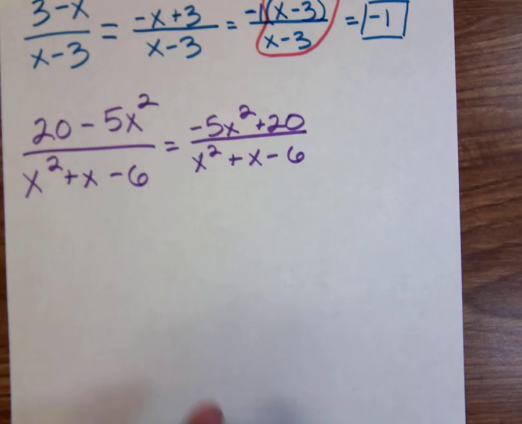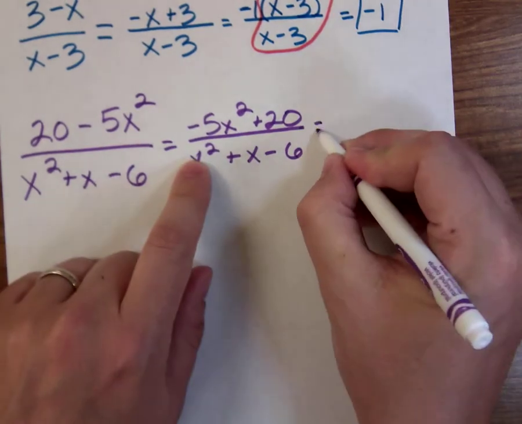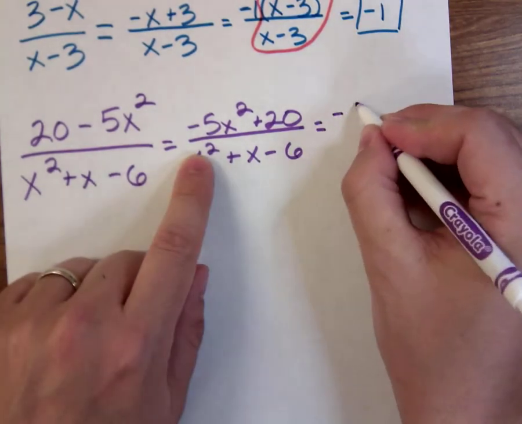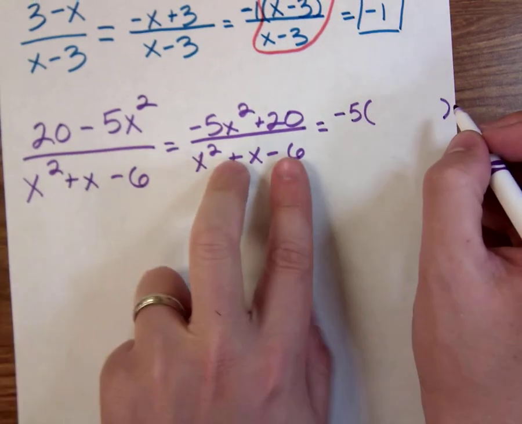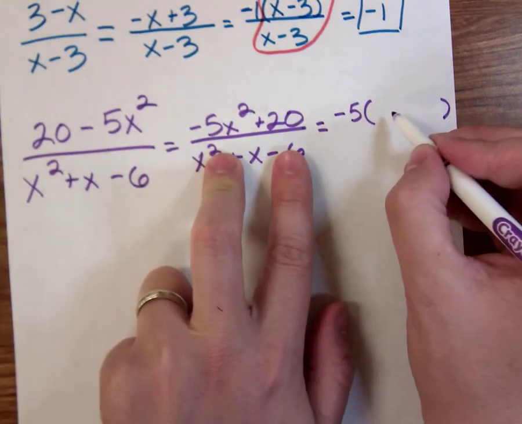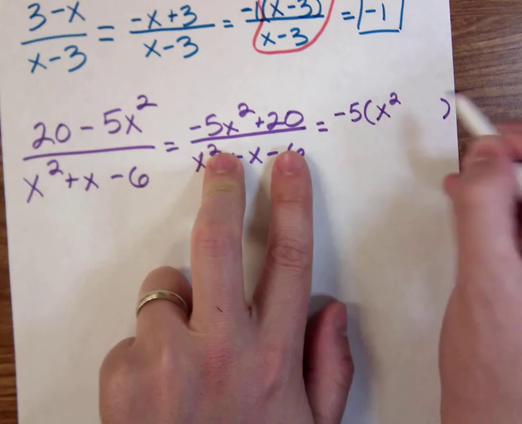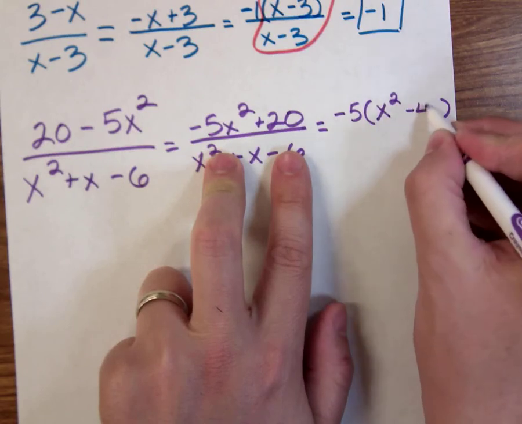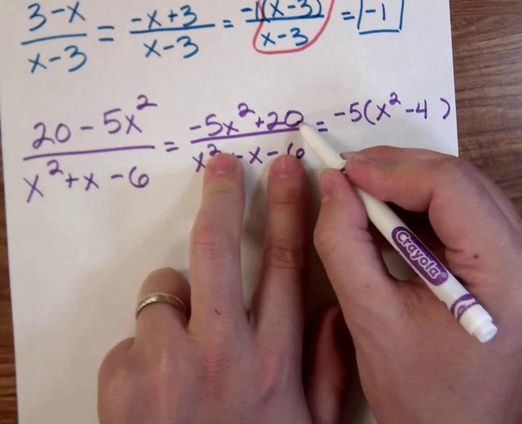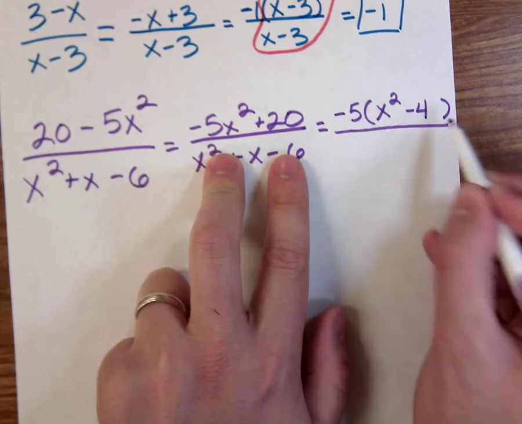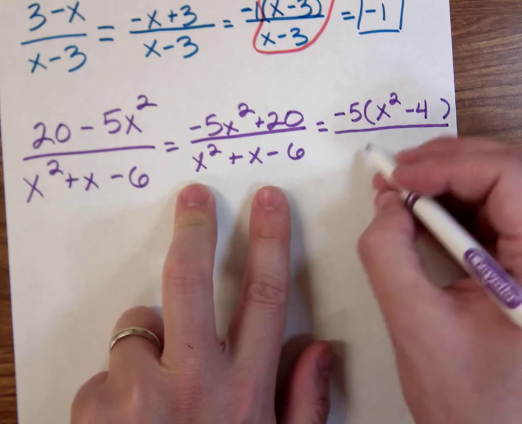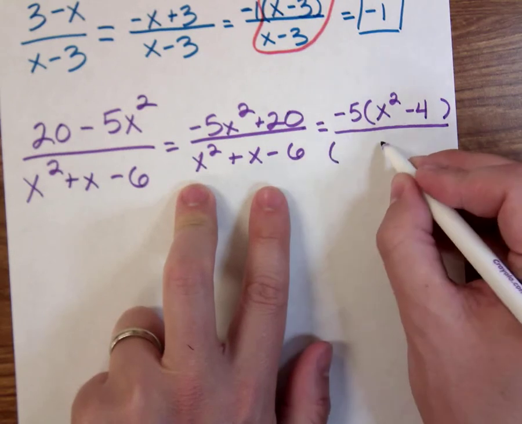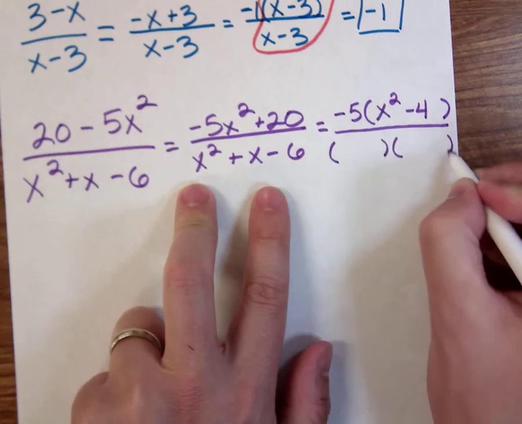Now let's factor. What can I factor on the top? Yeah, negative 5. That sounds good. If I take out a negative 5, what am I left with? X squared minus 4. Very good. X squared minus 4. 20 divided by negative 5. Can I factor the bottom? Nope. Can't do it.